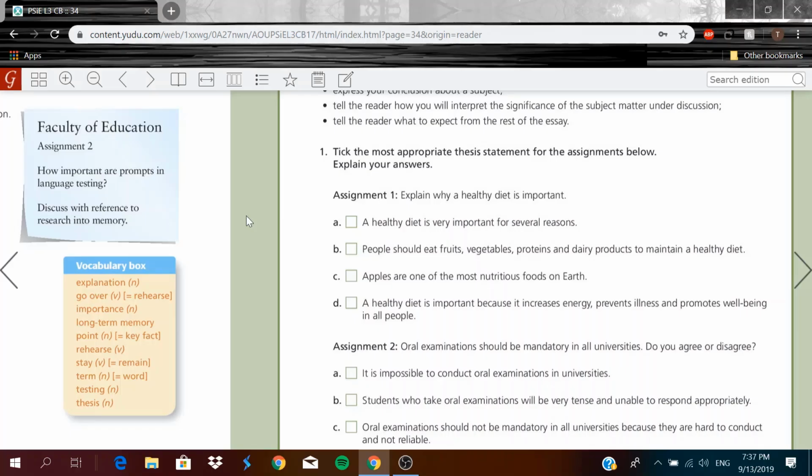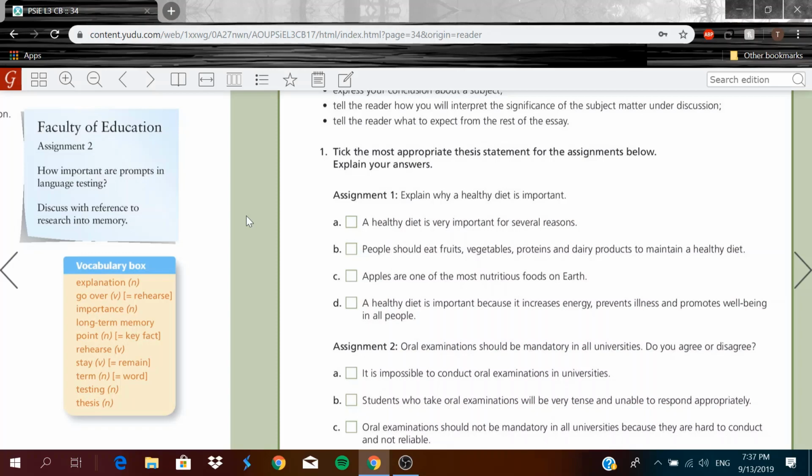So that's assignment 1. What do you guys think would be the most appropriate thesis statement for that assignment? So we have, a healthy diet is very important for several reasons. People should eat fruits, vegetables, proteins, and dairy products to maintain a healthy diet. Apples are one of the most nutritious foods on earth. And finally, a healthy diet is important because it increases energy, prevents illness, and promotes well-being in all people. What do you guys think?